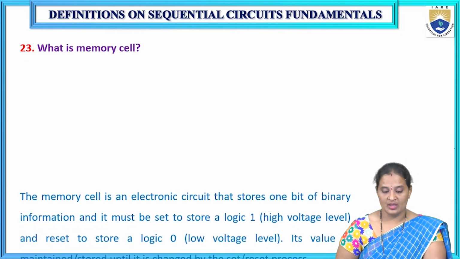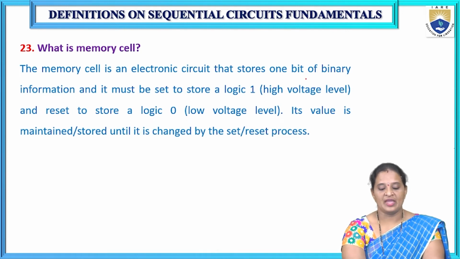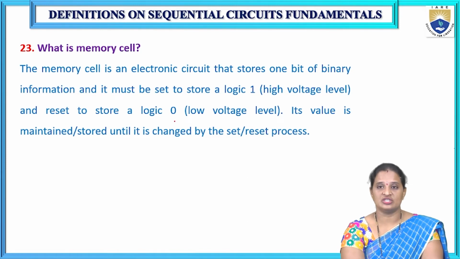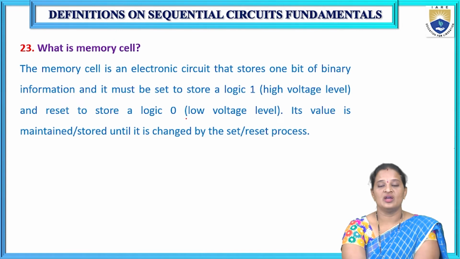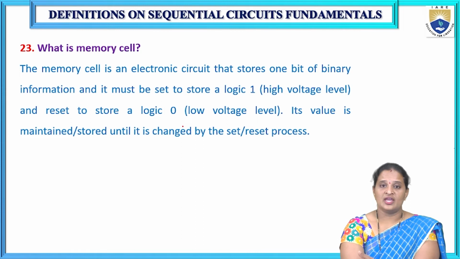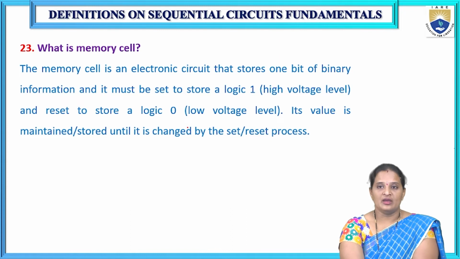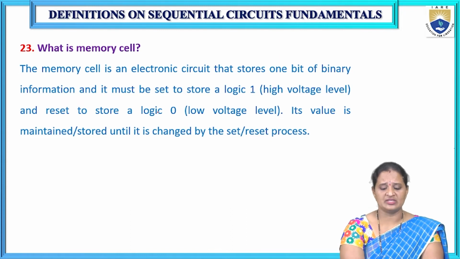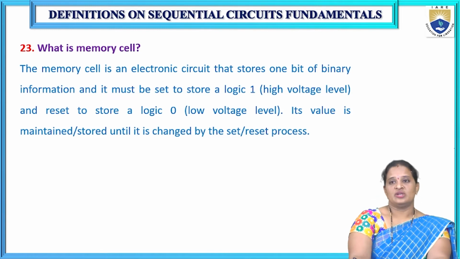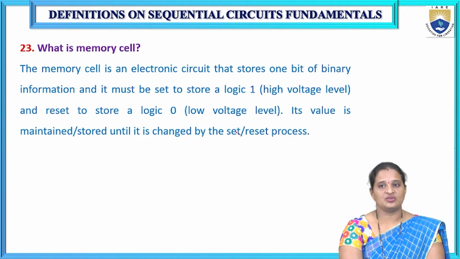What is a memory cell? A memory cell is an electronic circuit that stores one bit of information, and it must be set to store a logic 1 and reset to store a logic 0. That means if the content of a memory cell is made 0, then that memory cell is said to be reset. If the memory cell is set to store logic 1, then that memory cell is said to be set. So it stores one bit of information and it must be set to logic 1 or reset to logic 0.